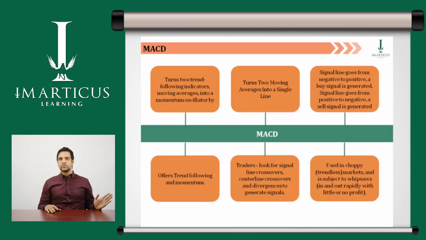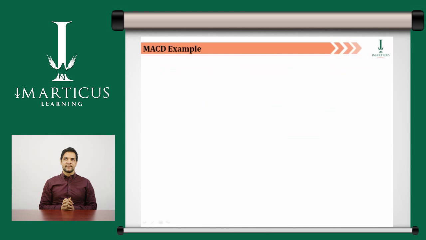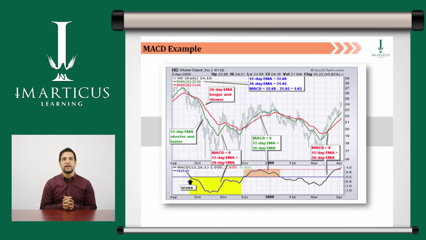MACD is best used in choppy, trendless markets and is subject to whipsaws, that is rapid in and out with little or no profit. The MACD line oscillates above and below the zero line, which is also known as the center line. These crossovers signal that the 12-day EMA has crossed the 26-day period.